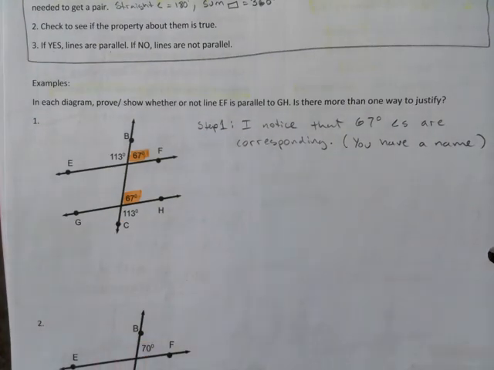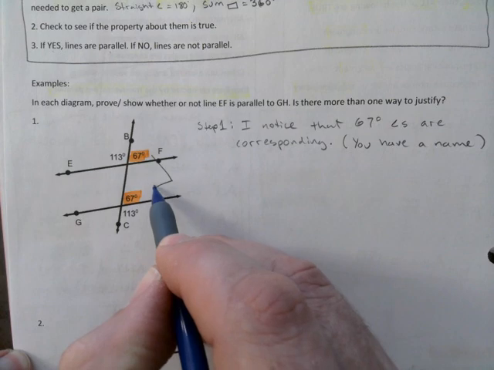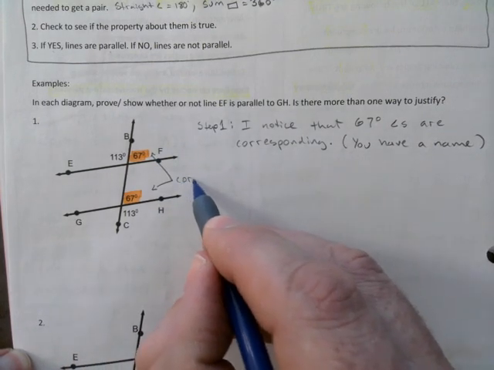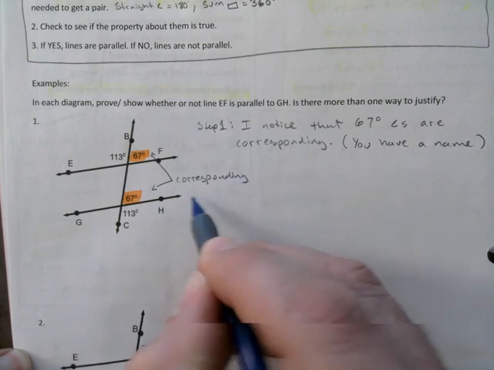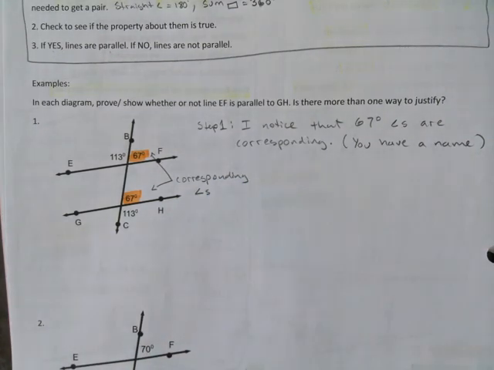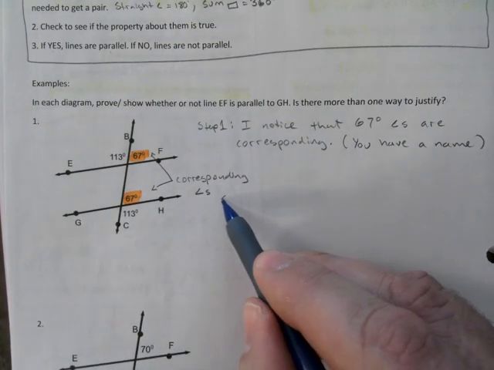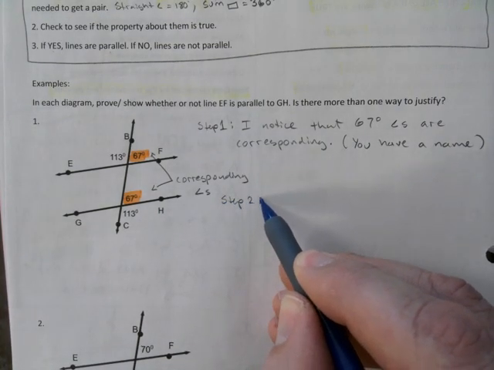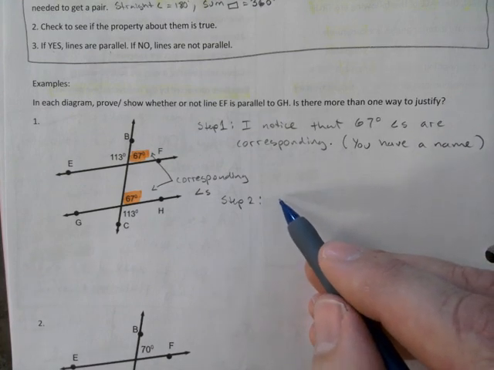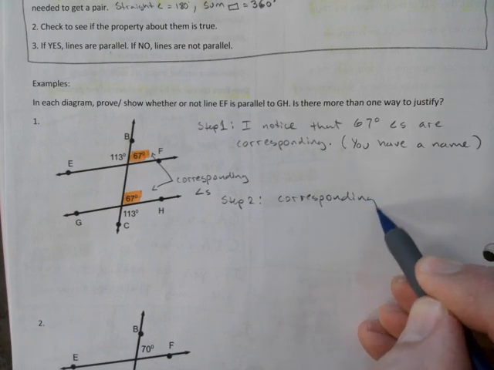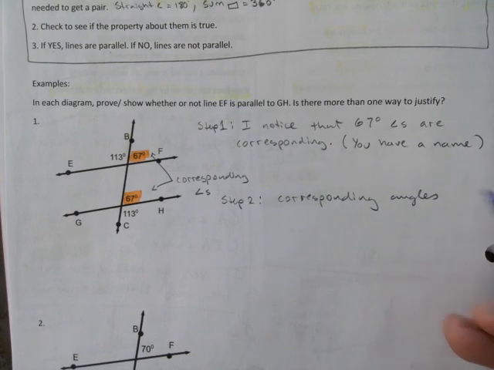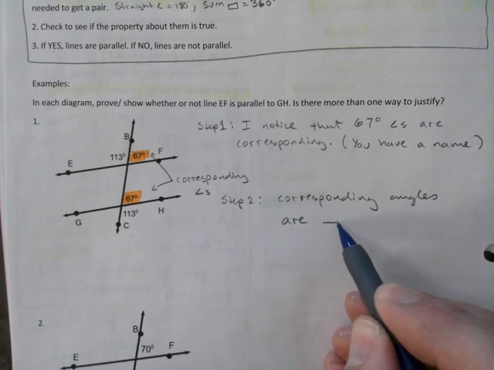I know that they're corresponding, so I'll just put an arrow like that. Corresponding angles. Perfect. So that's step number one. You had to do no work to get that; the angles were already provided. So step two: corresponding angles are congruent.